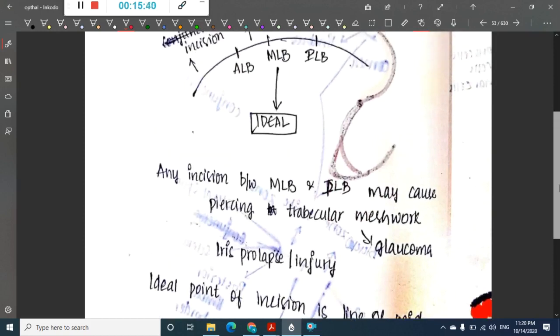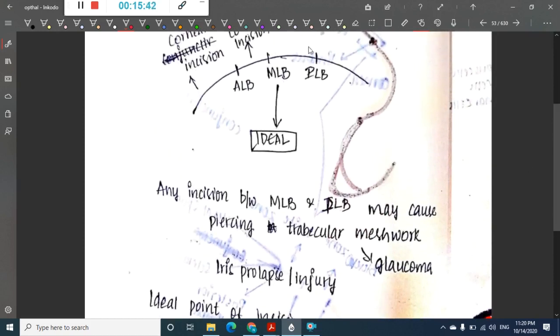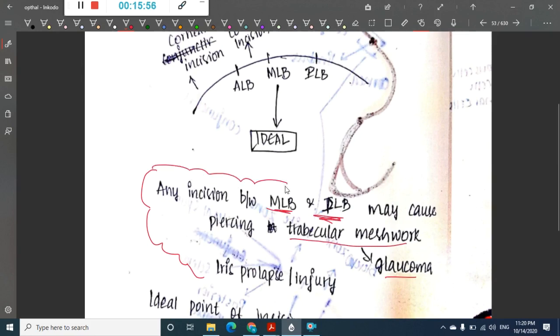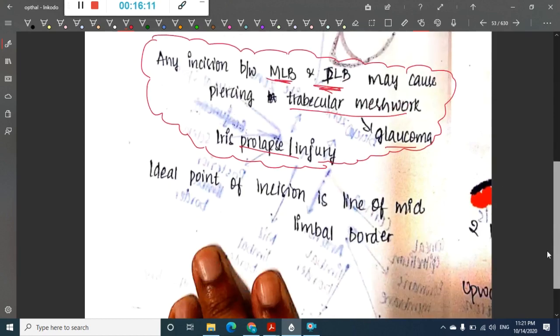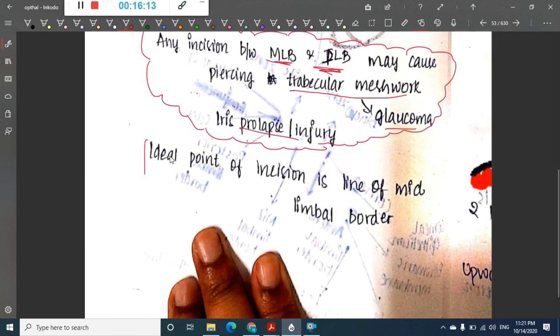That is one. Then if you give any incision between the mid limbal border and posterior limbal border, it might pierce the trabecular meshwork, thus leading to glaucoma. It can also cause iris prolapse and injury. Because of these side effects, we should not give the incision between the mid limbal border and posterior limbal border. So the ideal point for giving an incision is mainly the mid limbal border.